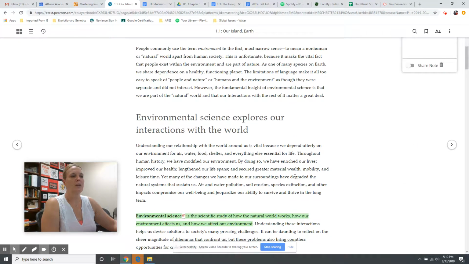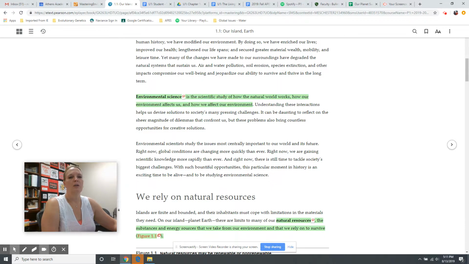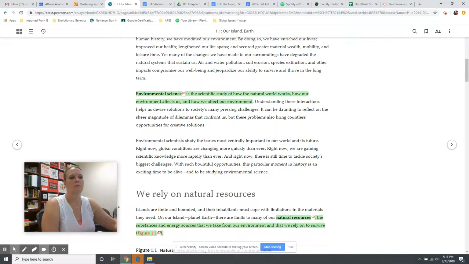So as we move on down here, notice that one of the next things that we've got to understand is the difference between environmental science, environmental studies, and environmentalism. And so environmental science is the scientific study of how the natural world works, how our environment affects us, and how we affect our environment. So in essence, environmental science examines the interactions between natural and human systems. So anything that interacts or exchanges energy and or materials. So that's really what that means.